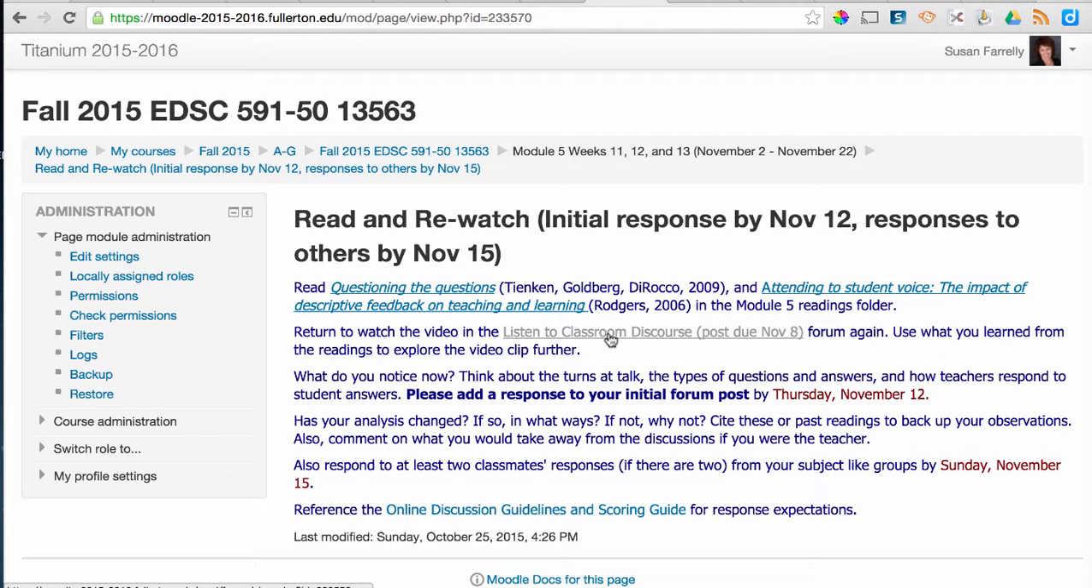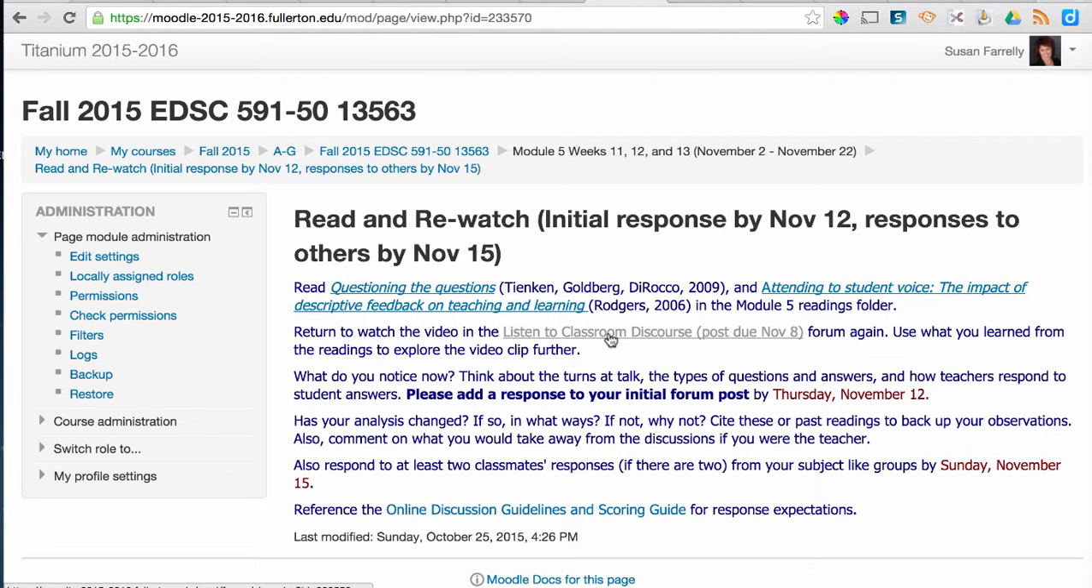Your initial post should be to your own posting. So we want you to read these articles and then respond to your original post, and this time cite these articles. If your analysis has changed, in what ways, why or why not. And you can cite these readings and/or past readings in the course. You also might answer, what would you take away if you were the teacher from this discussion?